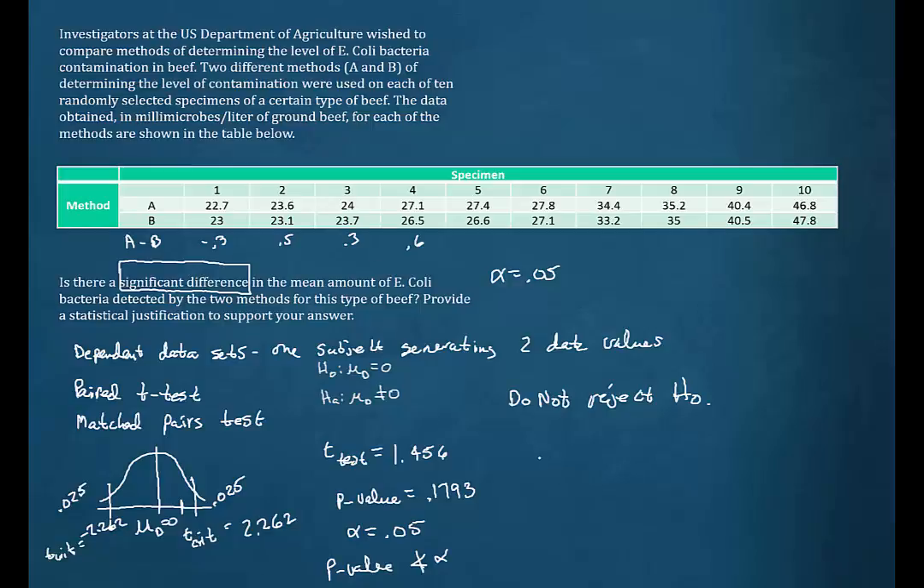So our conclusion then should be something like: sufficient evidence was not gathered at the 0.05 level of significance to conclude that a difference exists in the mean amount of E. coli bacteria detected by the 2 methods for this type of beef.